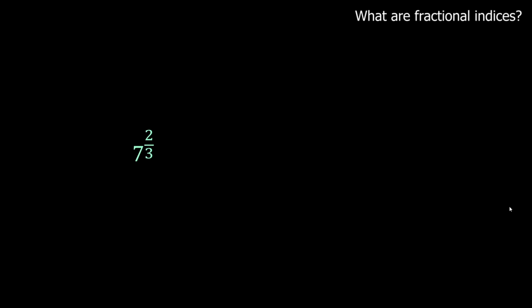Let's get going. All right, I'm sure you probably already know what a rational or a fractional index looks like, and it looks like this. It's got a base, in this case 7, and a fractional index 2/3. Another example might be this one, 5 to the power of 6/2. Or one more, 9 to the power of 1/2.